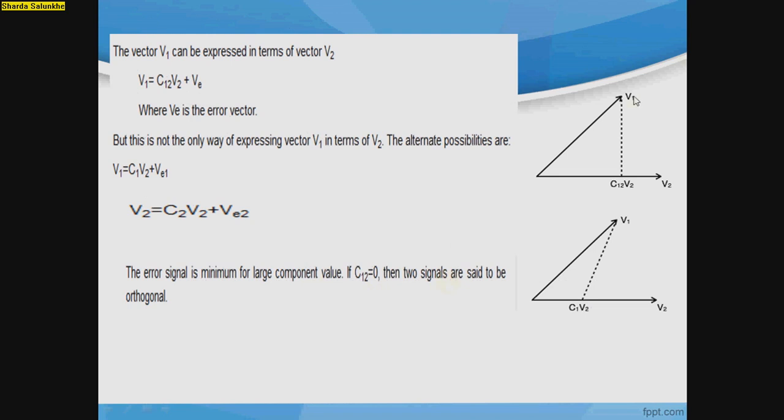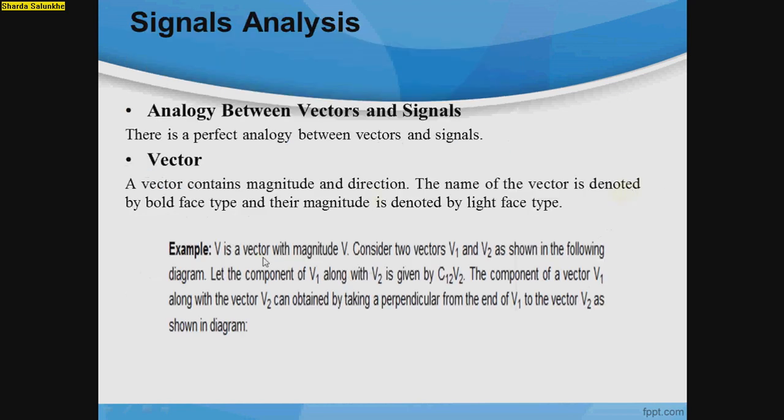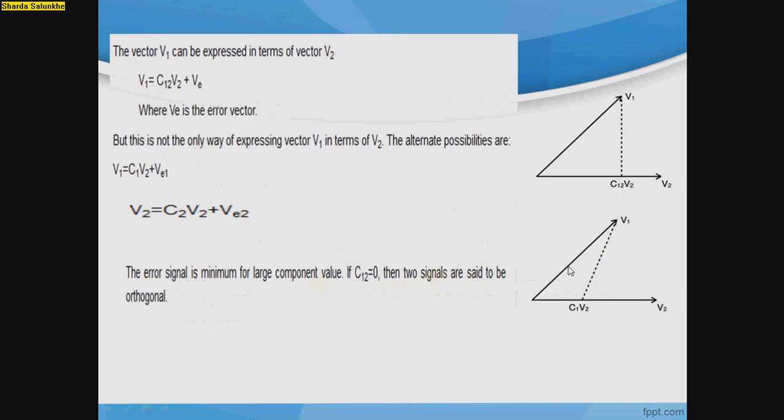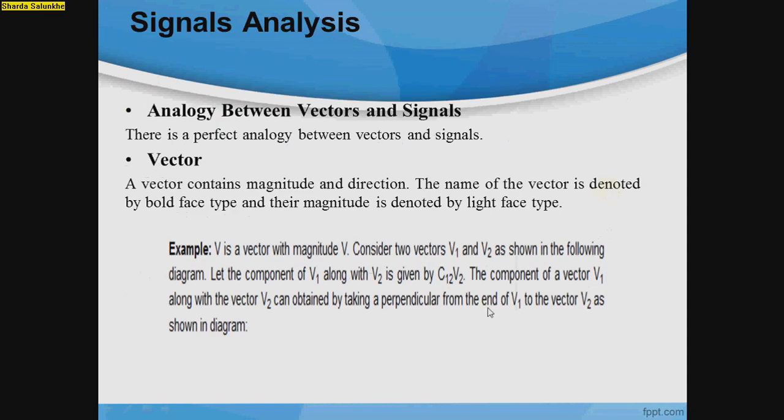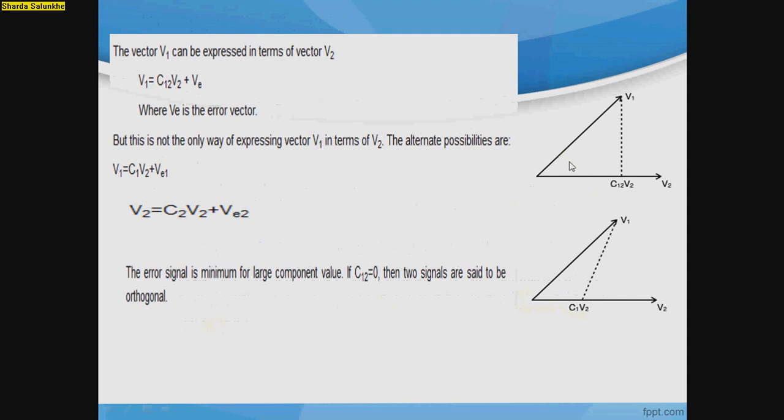So this is the figure. There are two vectors V1 and V2, and the component C12 V2 is obtained by taking the perpendicular on V2. So let the component of V1 along V2 be given by C12 V2. The component of vector V1 along vector V2 can be obtained by taking the perpendicular from the end of V1 to the vector V2, as shown in the diagram.